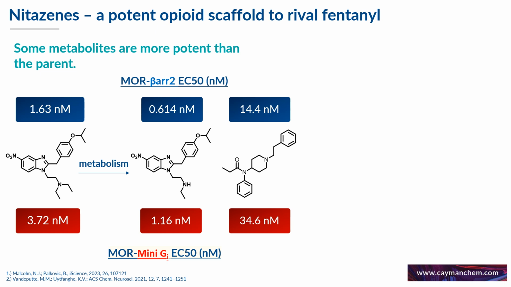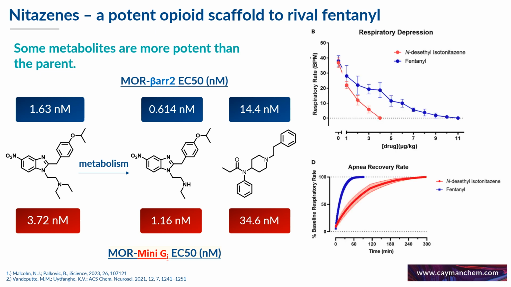The beta-arrestin recruitment in isodonitazene is the reason why these compounds are so dangerous, because this is the main culprit behind respiratory distress in opioid overdose victims. So mirroring our results, another research group, Malcolm et al., investigated N-desethyl isodonitazene in mice and found that the respiratory depression and recovery time lasted much longer than fentanyl.